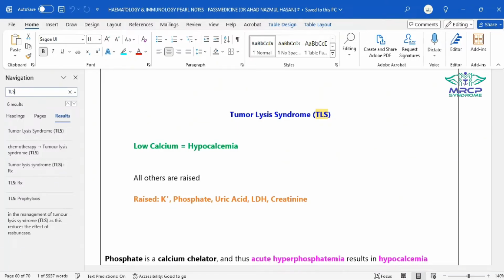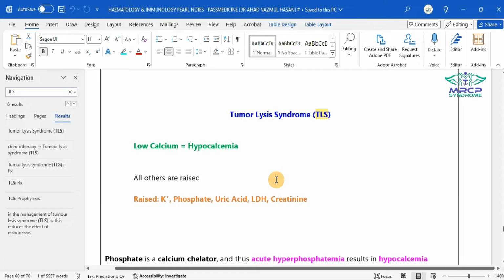So for the management of tumor lysis syndrome, we need to go for the aggressive hydration to maintain the urine output. Then after that, we can go for either allopurinol or rasburicase. And also we need to manage the electrolyte imbalance. So in case of tumor lysis syndrome, only the calcium would be low. There would be hypocalcemia and everything else would be elevated: potassium, phosphate, uric acid, LDH, and the creatinine. So everything would be elevated except the calcium due to the formation of the calcium phosphate precipitants.